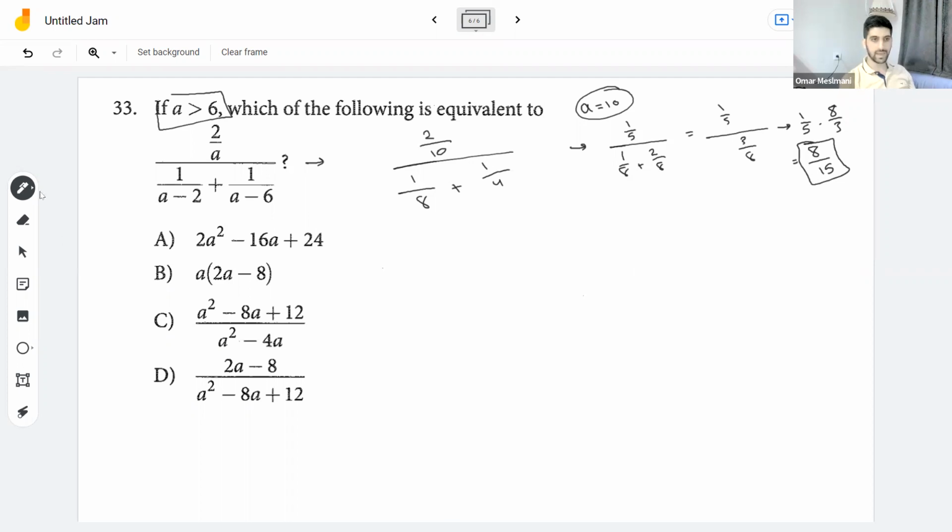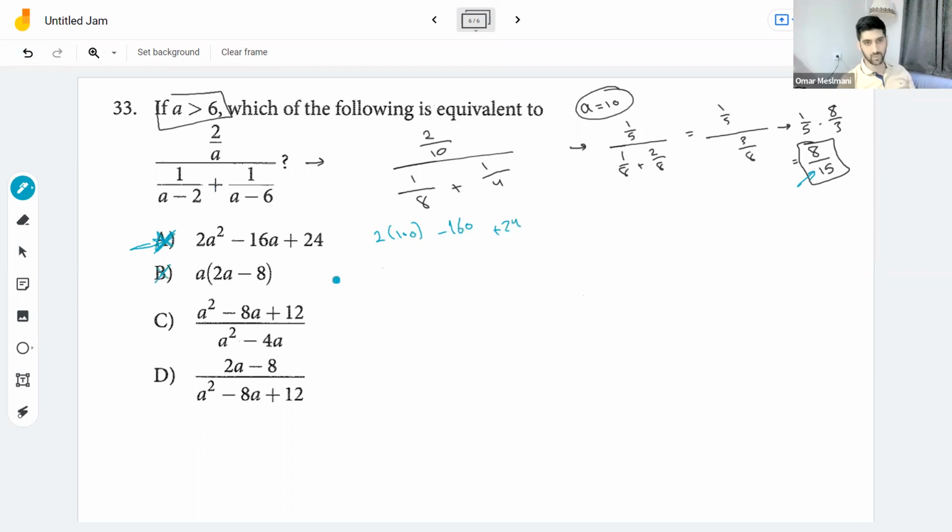Okay, 8 over 15. Now let's try to find it out. Is it A? It will never be A. Why? Because 2 times 10 squared, which is 100, minus 16 times 10 is 160, plus 24. Obviously, it's not going to be a fraction, so no.